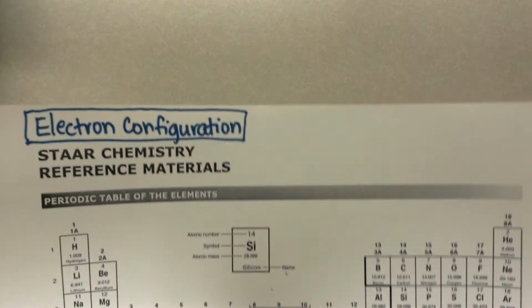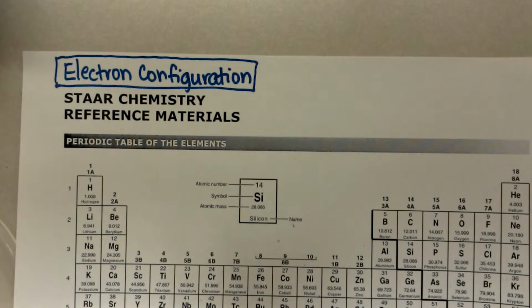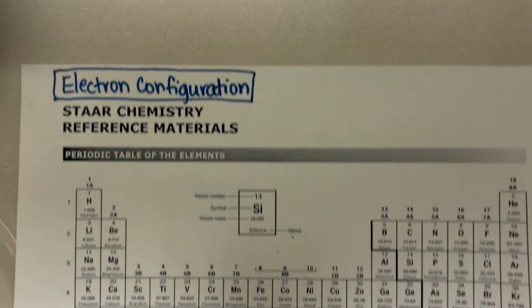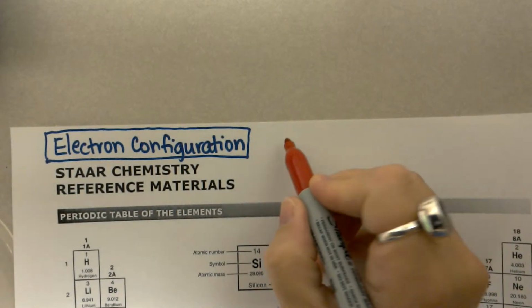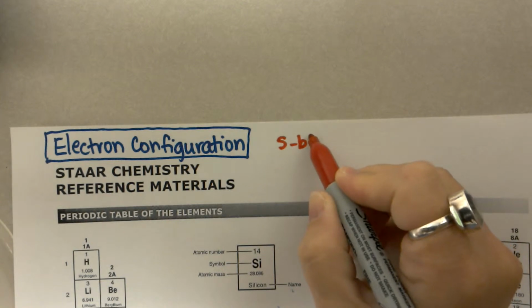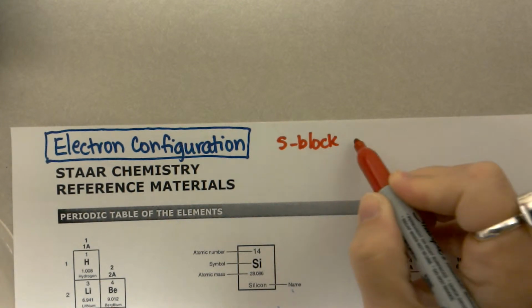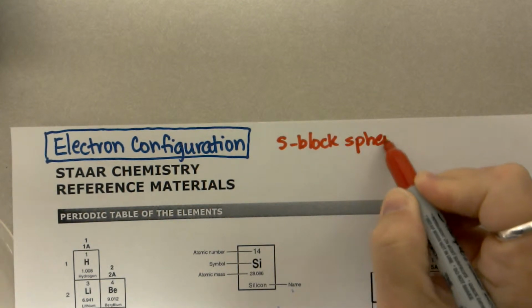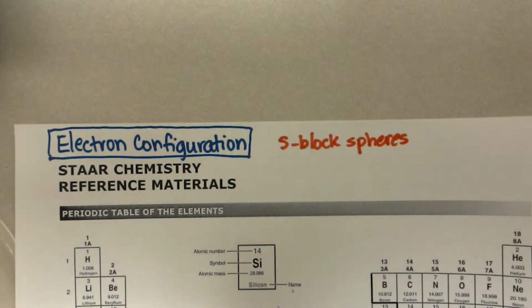So that's what we're going to do today. We're going to look at how the periodic table can help us demonstrate how these orbitals are filled. So the first thing we want to do is talk about all the s orbitals. And the s orbitals, or the s block, includes spheres, and that's the shape of the path.